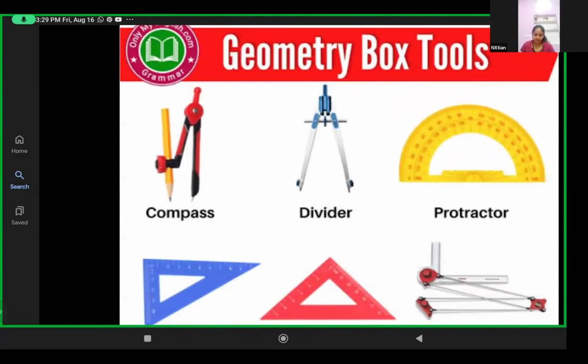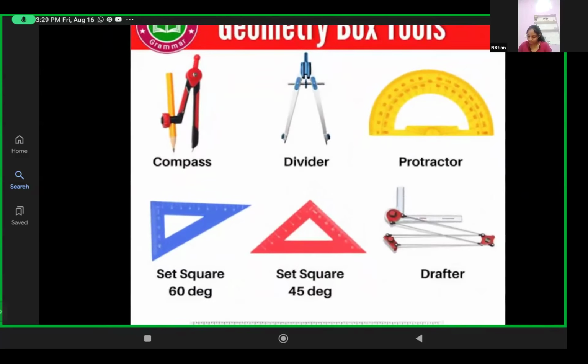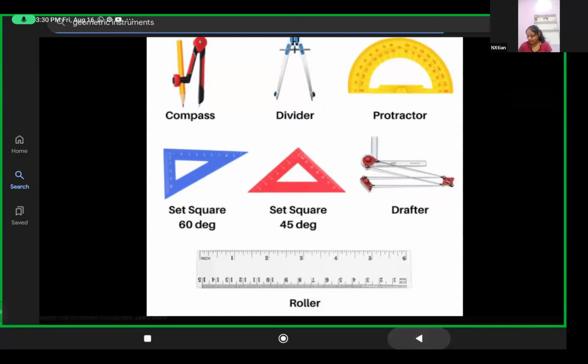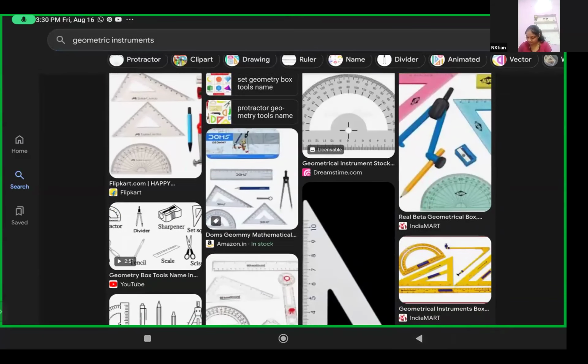Then what's a drafter for? A drafter? I'll have to check. You don't get a drafter in your geometry box. You just get a protractor, divider, compass, set squares, ruler, and pencil. That's all. You don't get a drafter. They have written roller instead of ruler. Ma'am, what is a drafter for? I don't know what a drafter is used for. We'll have to see why a drafter is used.